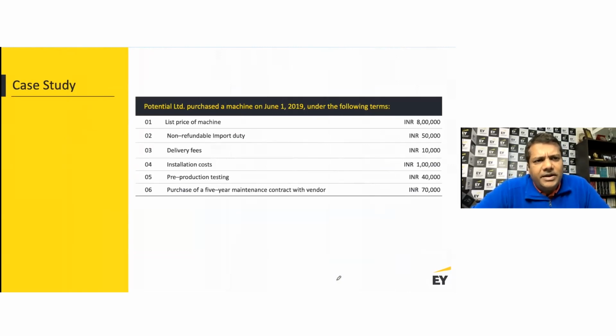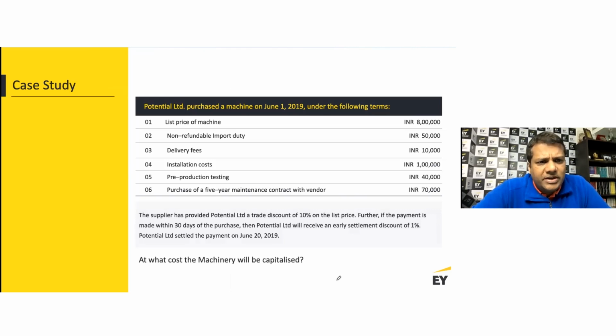Here, Potential Limited purchased a machine on June 1 of 2019 under the following terms. List price of machine is 8 lakh. Non-refundable import duty, that means it is not something you can get an adjustment against your other tax liabilities, is 50,000. Delivery fees is 10,000. Installation cost is 100,000. Pre-production testing is 40,000. And purchase of a 5-year maintenance contract with the vendor has cost us 70,000 rupees.